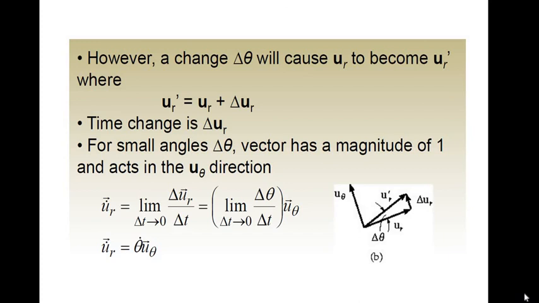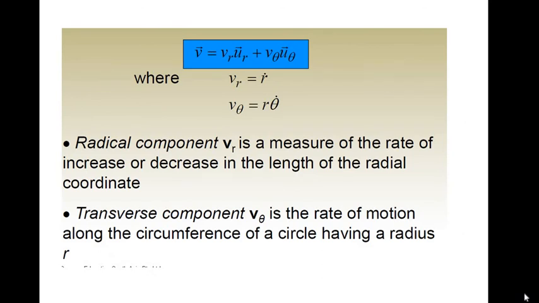However, a change del theta will cause ur to become ur dash, where ur dash is equal to ur plus del ur. For small angle del theta, this vector has a magnitude of 1 and acts in the u theta direction. Therefore, v is equal to vr times ur plus v theta times u theta. The radial component vr is a measure of the rate of increase or decrease in the length of the radial coordinate. The transverse component v theta is the rate of motion along the circumference of a circle having radius r.